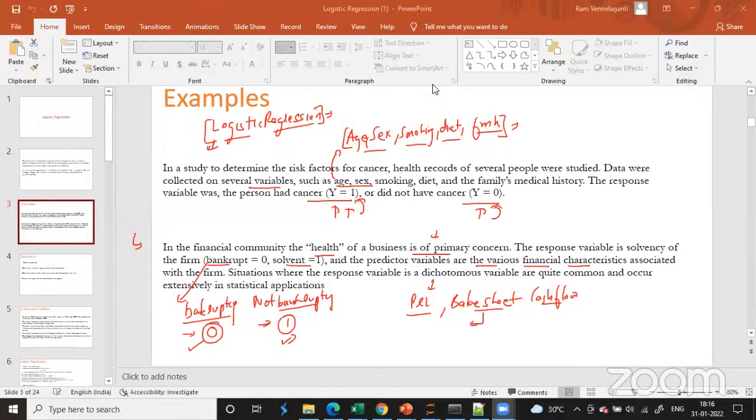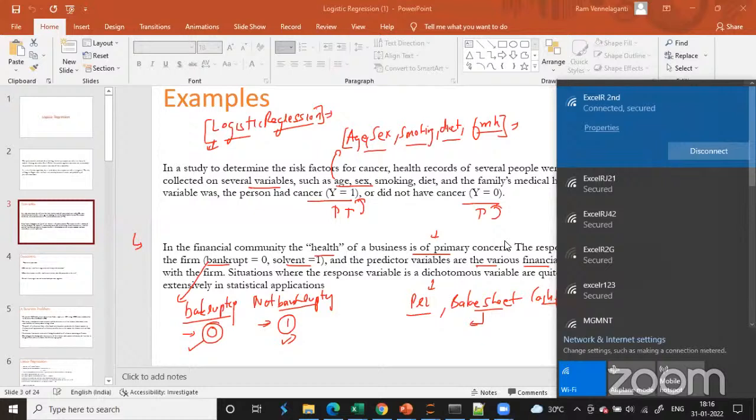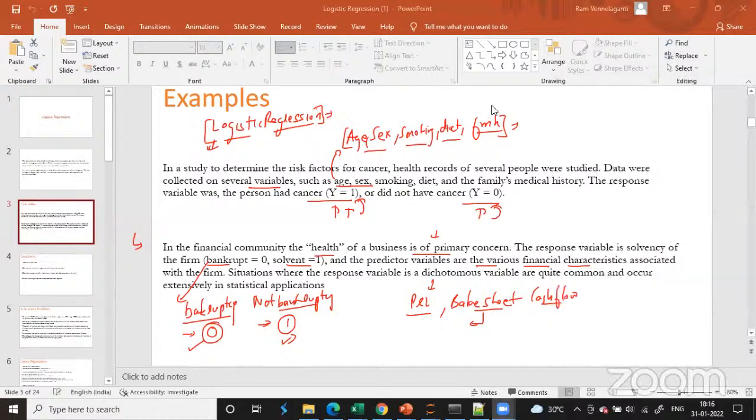Okay, can you all hear my voice? Is my voice audible? Or it is not audible? What is the status? Yes, Varun, it's audible. Without any difficulty, without any breaks, can you hear my voice? Okay, fine. Thank you very much.